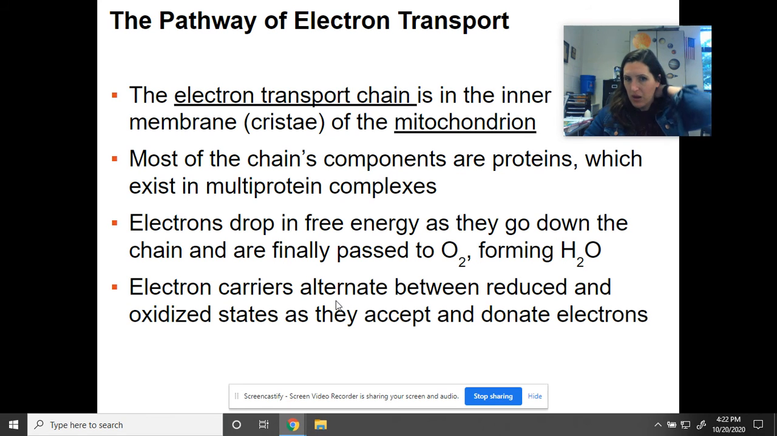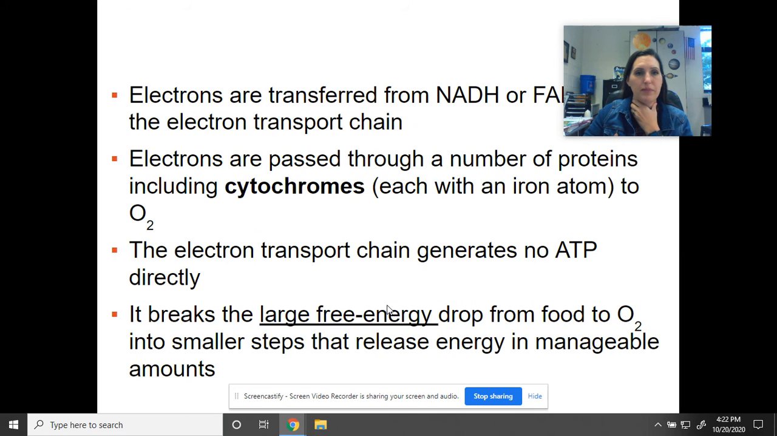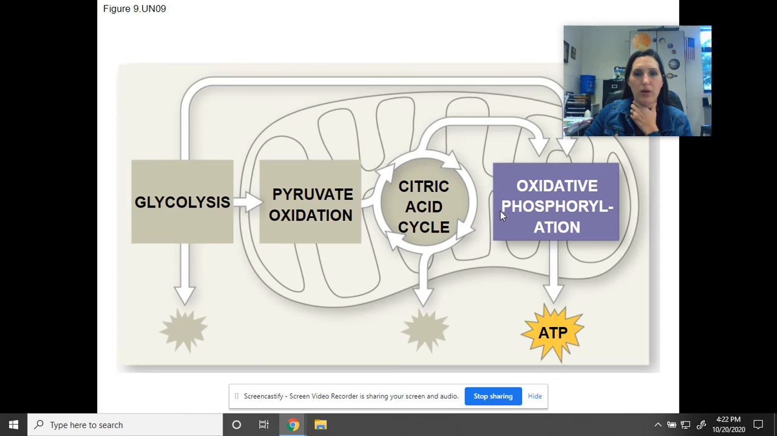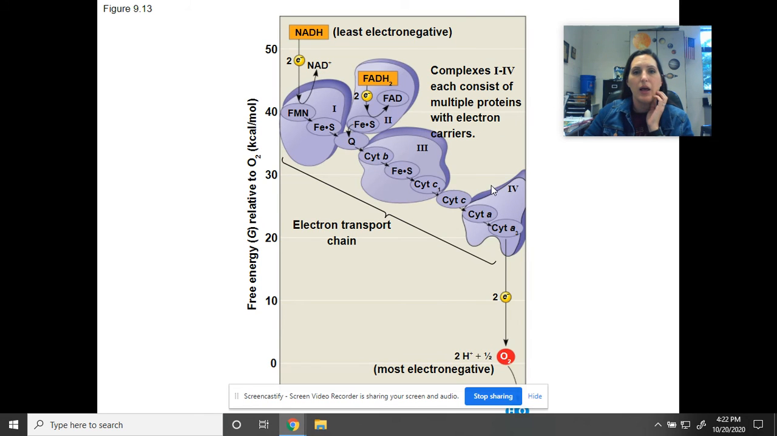Electron carriers alternate between reduced and oxidized states, the hydrogens moving in and out, as they accept and donate electrons. Okay? All right, more of this. Okay. This picture, you do not have to memorize all these weird little letters. Just know, here comes the hydrogen.